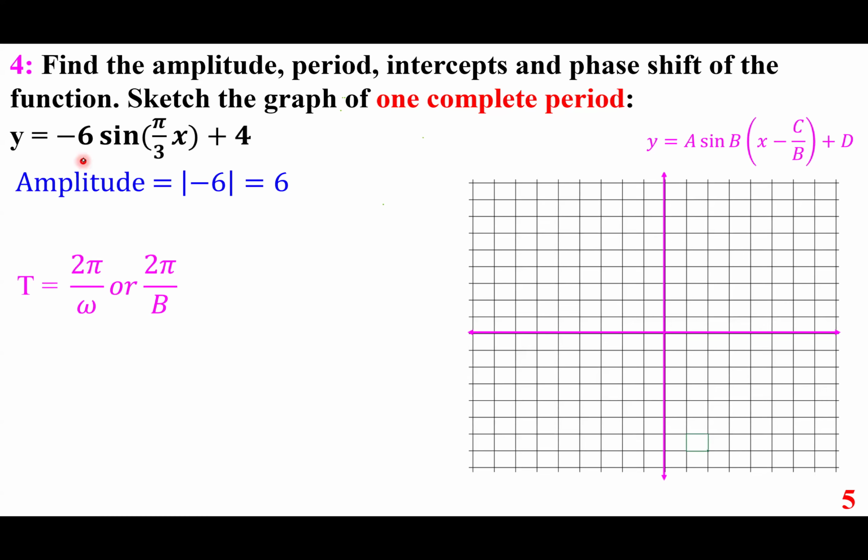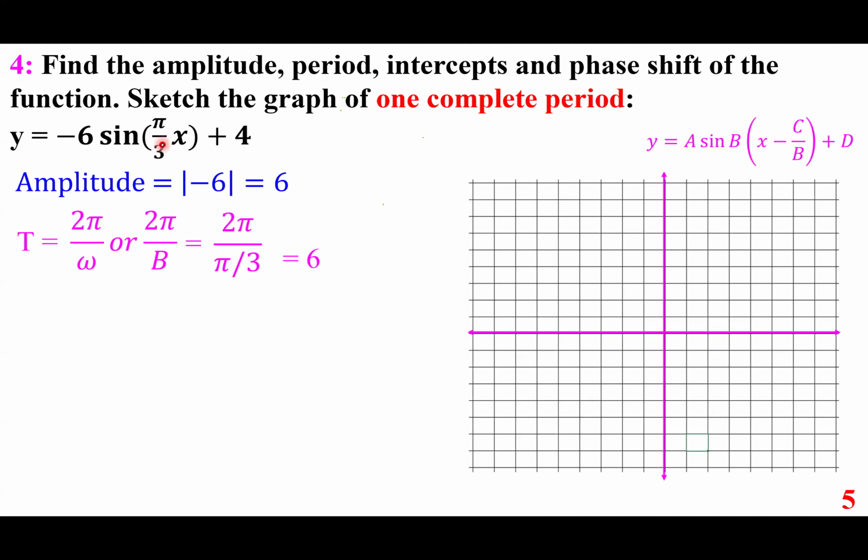T is 2 pi over omega, or 2 pi over b. So you are going to divide the 2 pi by pi over 3. And that becomes 6. Phase shift, we don't have any.